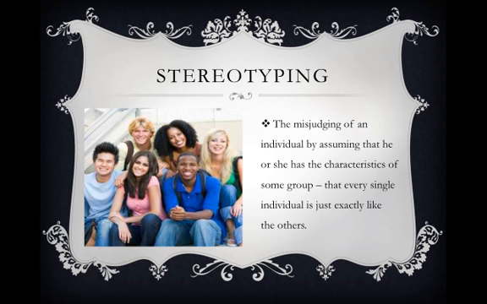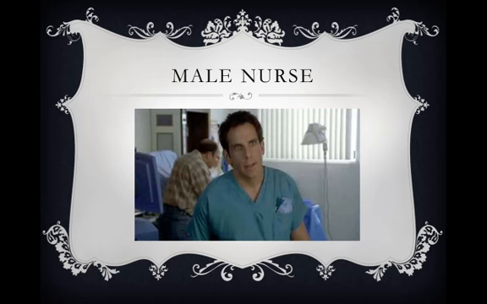When giving an ethical speech, avoid generalizing and stereotyping groups of people. Stereotyping is the misjudging of an individual by assuming that he or she has the characteristics of some group, that every single individual is exactly like the other. Within our diverse community of Los Angeles, there are many stereotypes about different races and ethnicities. When delivering your speech, avoid these stereotypes so you don't potentially offend an audience member.